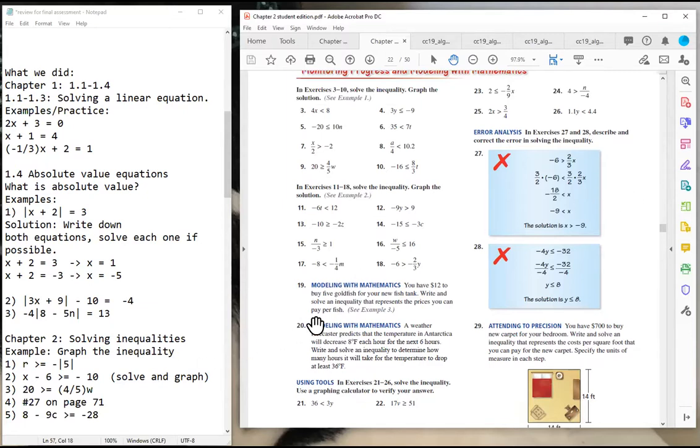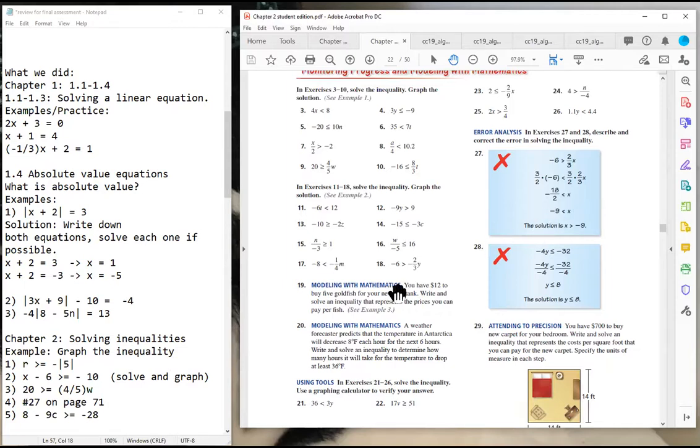What is the error in the inequality there? -6 is bigger than 2/3 x. Oh yeah. Yeah, so this is kind of what I'm talking about.